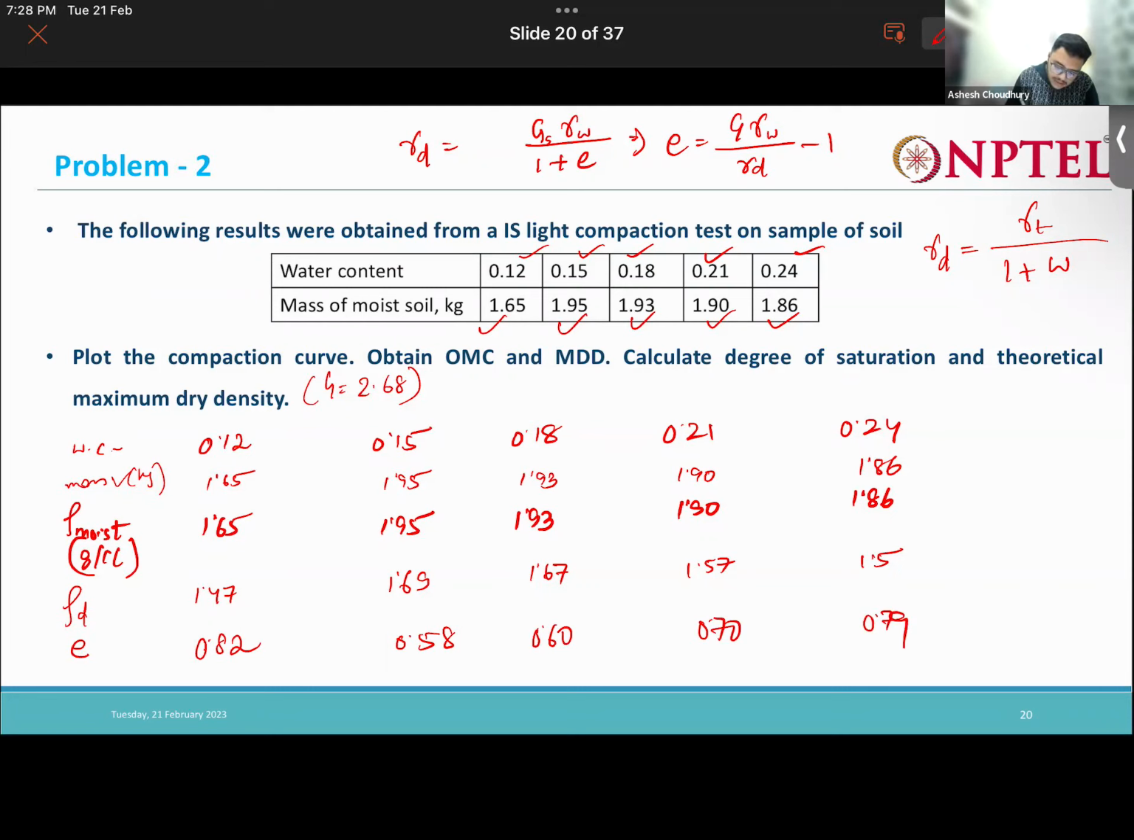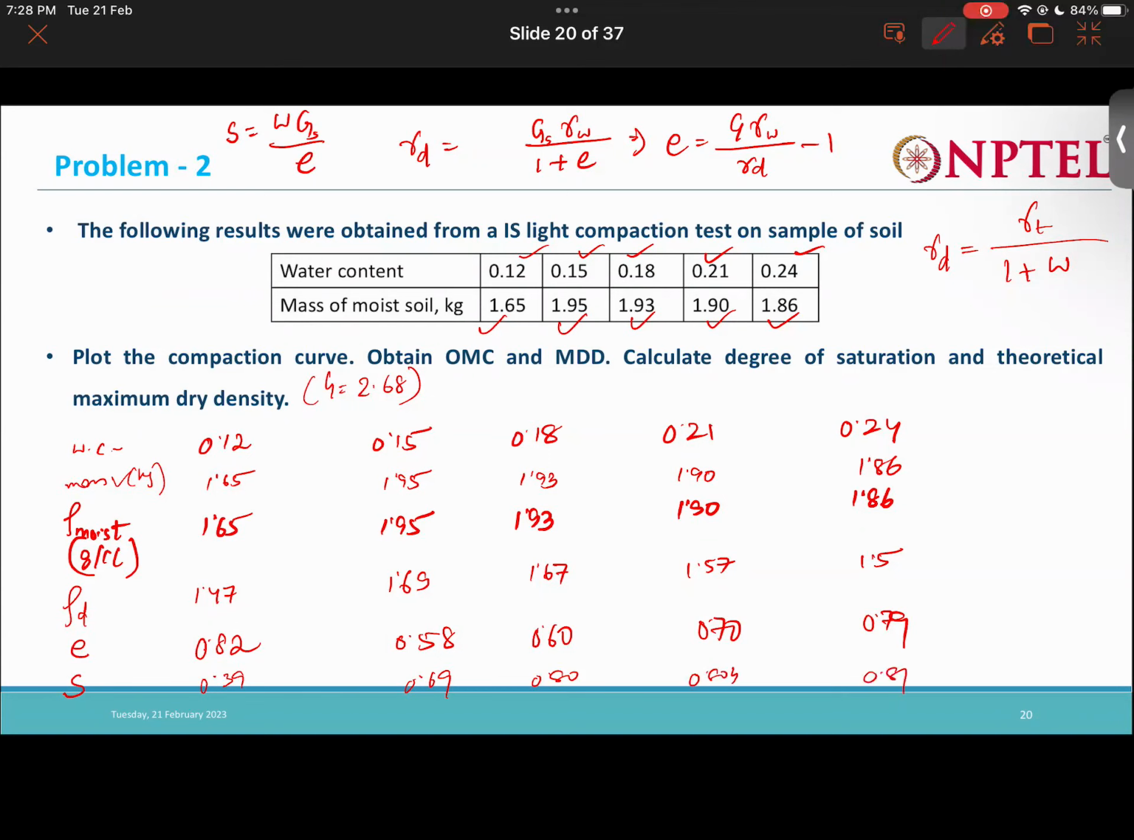Now this also asks to calculate degree of saturation. What is the relation for degree of saturation? S is equal to w G by e. Correct? So if you put all the e, w, G values, you can calculate the degree of saturation. It should be nothing but 0.39, 0.69, 0.80, 0.804, and 0.81. Like this you can calculate the degree of saturation.